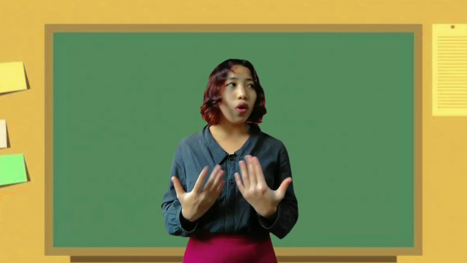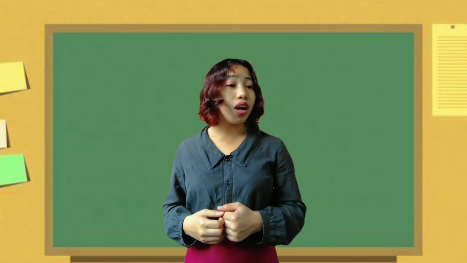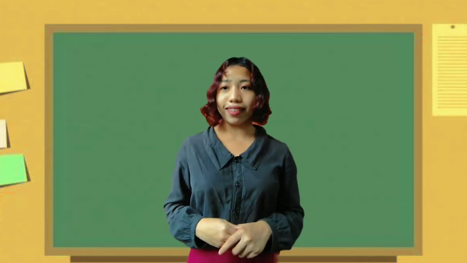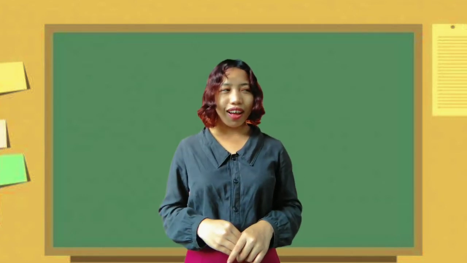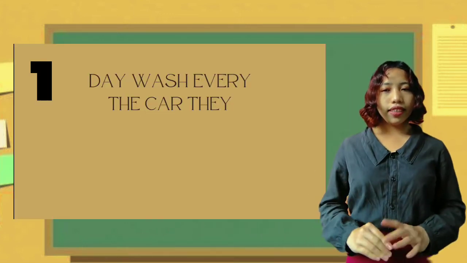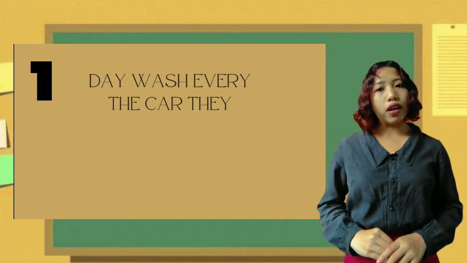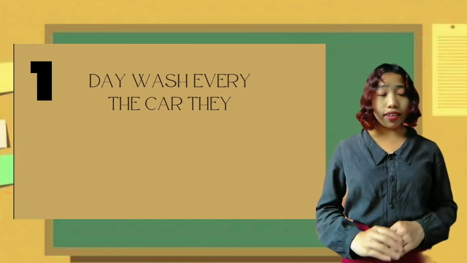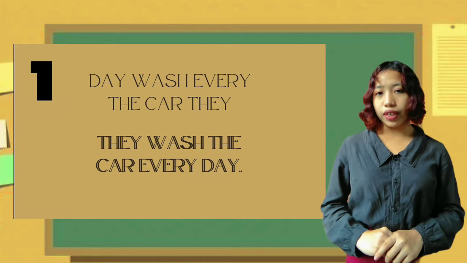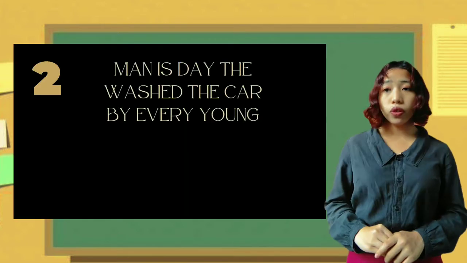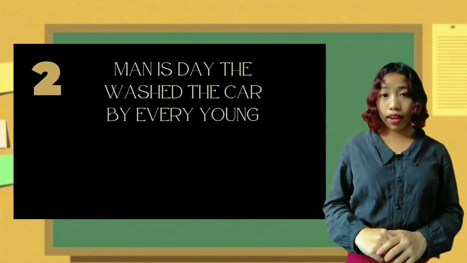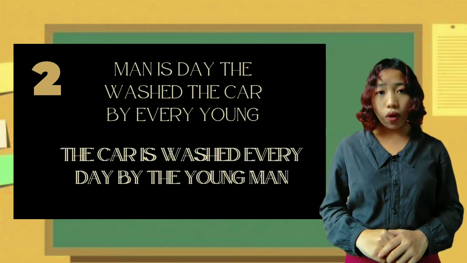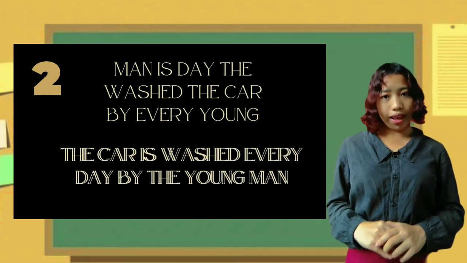What you are going to do is to arrange the jumbled words to form a sentence. Easy, right? Alright, leaders, come to the front and pick one envelope. You can start right away. This is the item assigned for group 1, and the formed sentence is, they wash the car every day. And as for group 2, the formed sentence is, the car is washed every day by the young man.